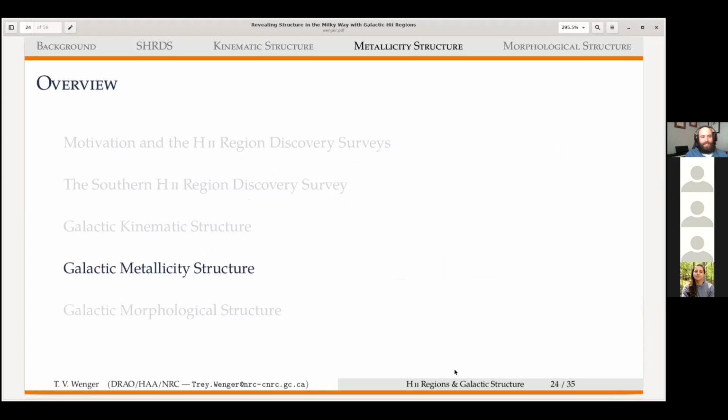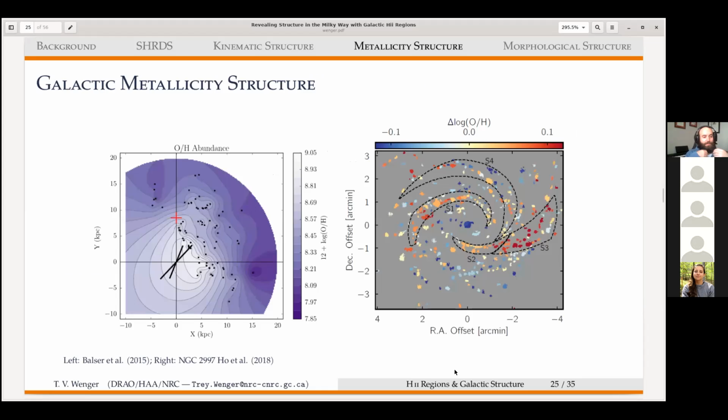So the next project I wanted to talk about was galactic metallicity structure. So this is the idea of using H2 regions to map out the chemical structure of the Milky Way. People have been doing this for a long time, both with H2 regions in the optical and also in the radio. On the left here, this is a paper that we published many years ago now, 2015, using GBT and 140-foot observations to derive the electron temperatures for a bunch of H2 regions, and then using this empirical relationship between the electron temperature and the metallicity to then infer a metallicity.